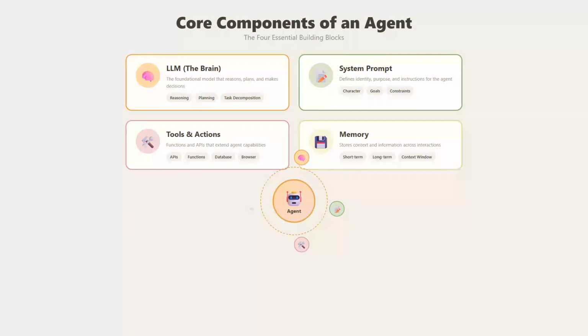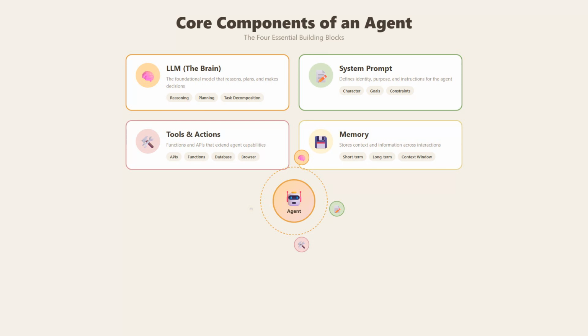Third, agents need tools and actions. These are the functions, APIs, and capabilities that extend what the agent can actually do in the world. Without tools, the agent can only think and talk. With tools, it can retrieve data from databases, call external APIs, execute code, browse the web, and interact with file systems. Tools are what transform a conversational AI into a capable agent.